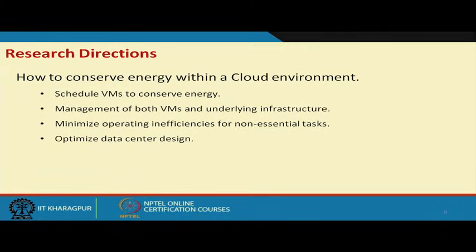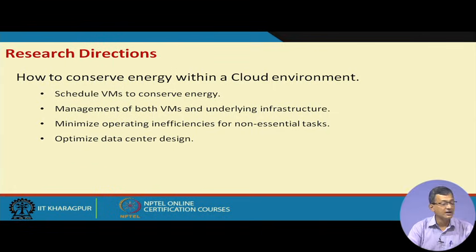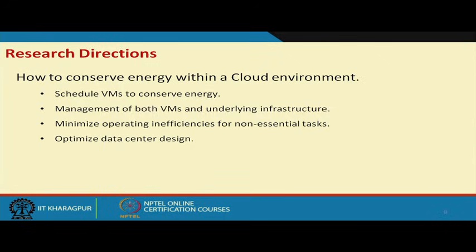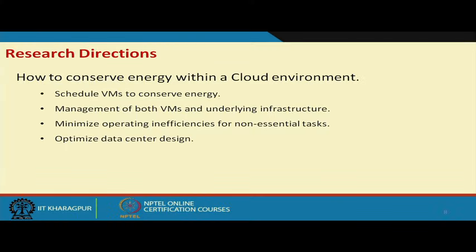One way is to schedule VMs properly to conserve energy. Another is management of both VMs and the underlying infrastructure, minimizing operating inefficiencies for non-essential tasks. For example, if you take a VM with a particular flavor, with a lot of resources and a lot of other packages running, but practically you do not require all those things, whether we can have a tailor-made VM or tailor-made OS to run. And then optimizing data center design, the other aspect.